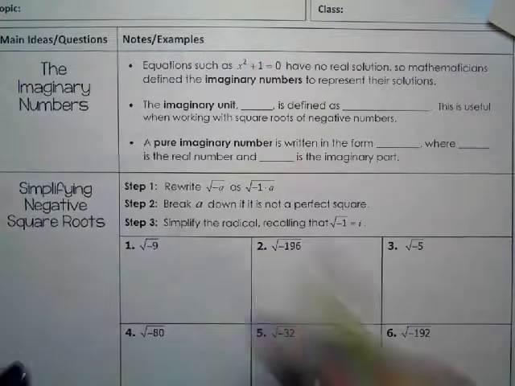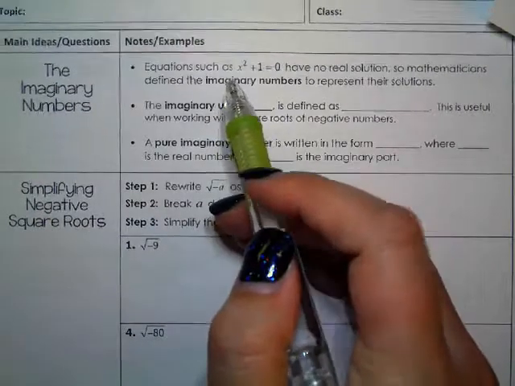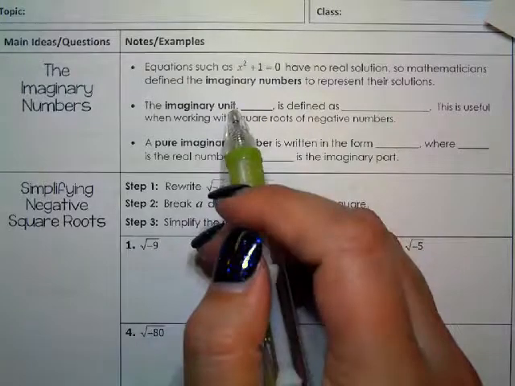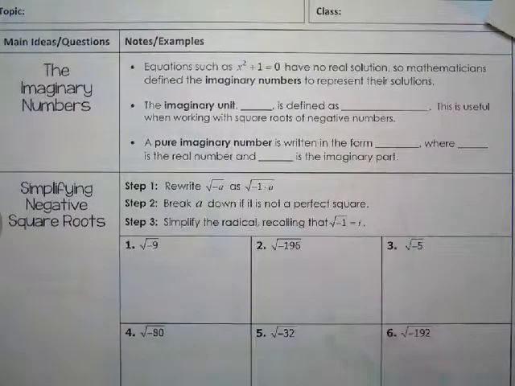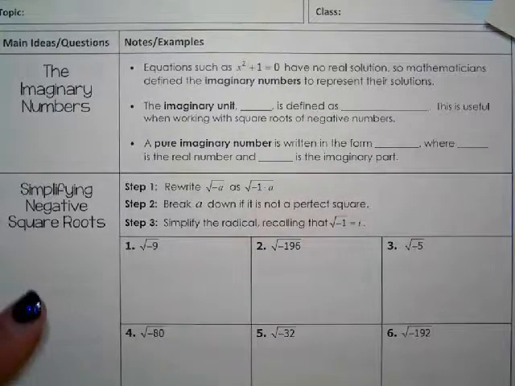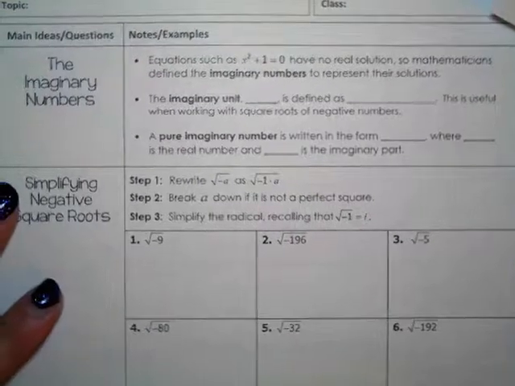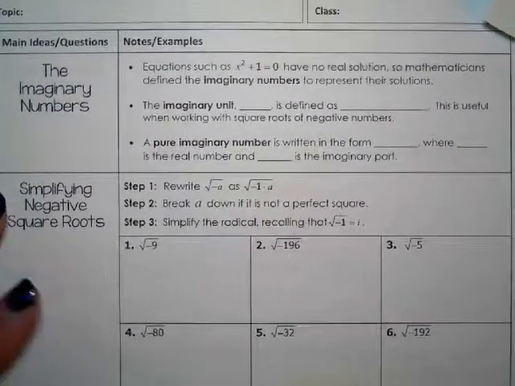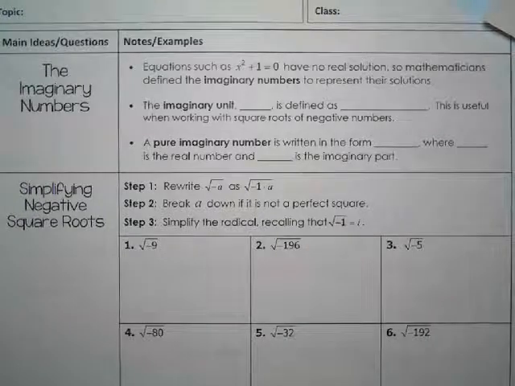Imaginary numbers were invented, I guess you could say. Mathematicians came up with them to deal with equations such as x squared plus 1 equals 0, which actually have no real solution, but you can still solve them. So mathematicians came up with imaginary numbers to represent their solutions.